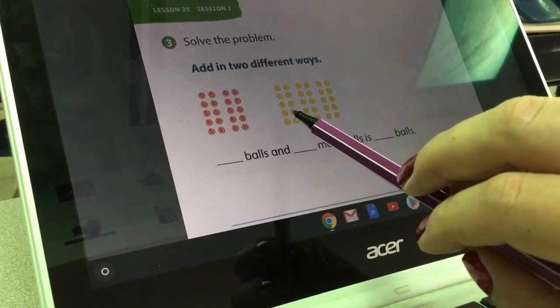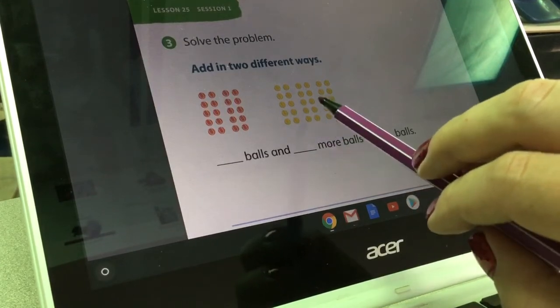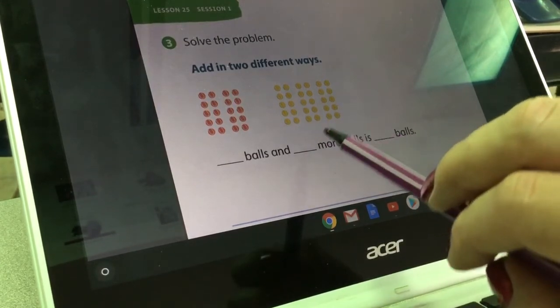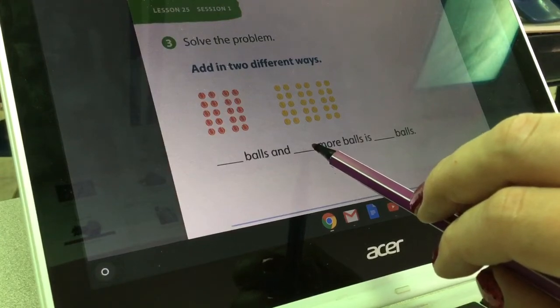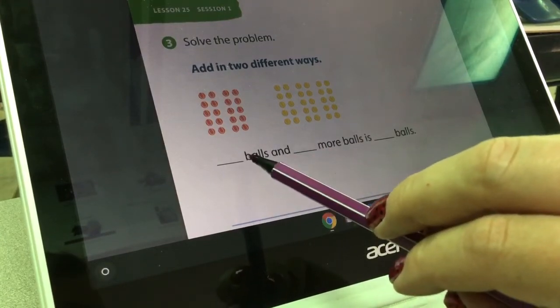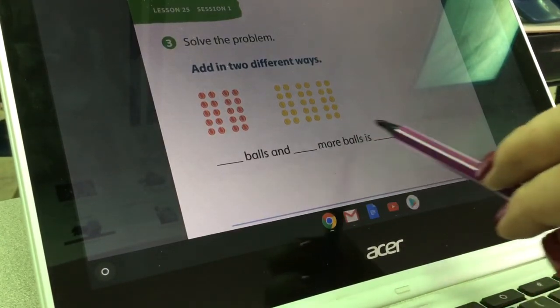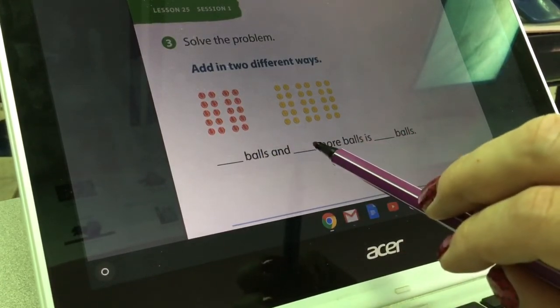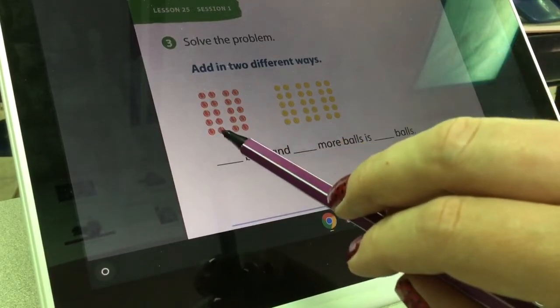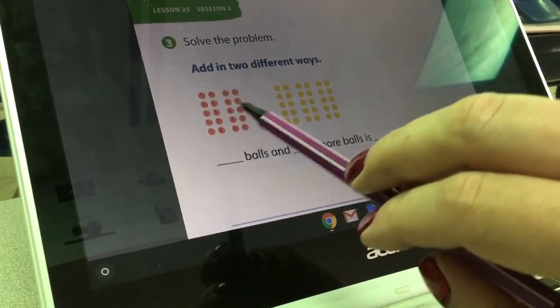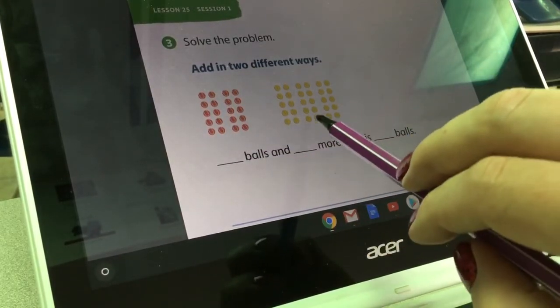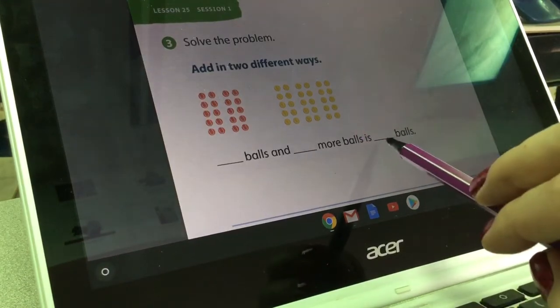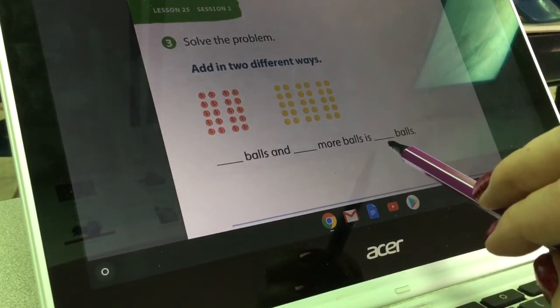How many yellow balls? Let's count by tens. 10, 20, 30. 30 goes on this line. So 20 balls and 30 more balls is balls. Let's either add these numbers up or count our picture by tens. I'm going to count our picture by tens. 10, 20, 30, 40, 50. 50 is our total number of balls that goes on this line.